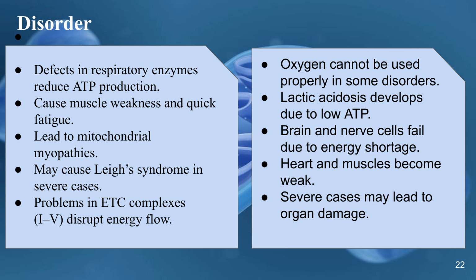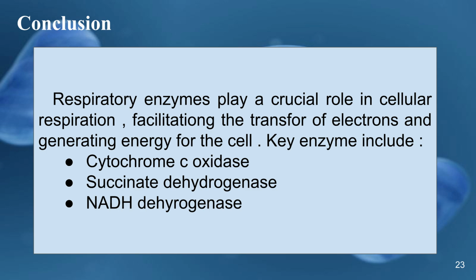Problems in ETC complexes cause energy flow disruption, resulting in lactic acidosis and failure of high-energy demand cells like brain and nerve cells. In conclusion, respiratory enzymes are vital for cellular respiration, facilitating electron transfer and energy generation. Key examples include cytochrome C oxidase, succinate dehydrogenase, and NADH dehydrogenase.